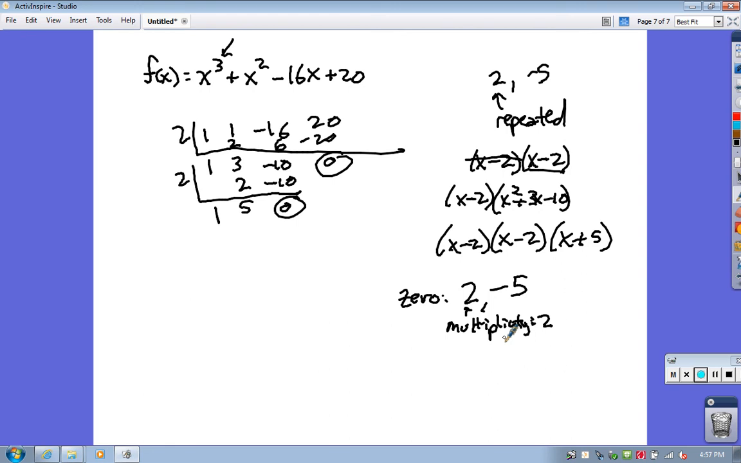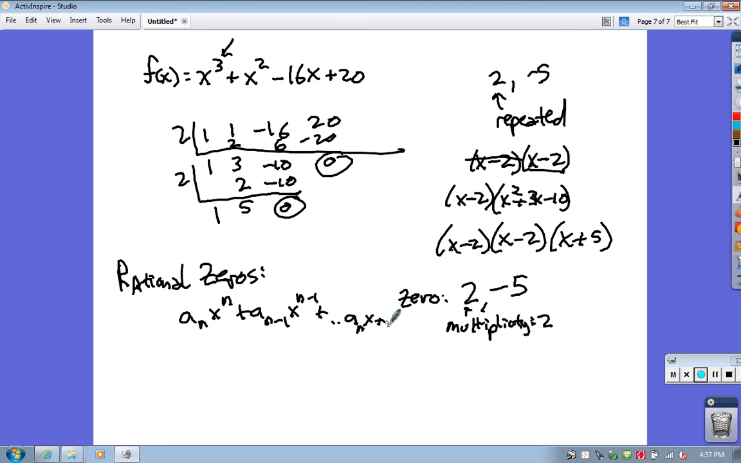Okay, so knowing that helps us a lot. There's one other thing, another tool that I want to give you. It's called the rational zeros theorem. It's pretty notation heavy in your book. It basically says if you have a polynomial of this form, a sub n x to the n plus a sub n minus 1 x to the n minus 1 plus, and it keeps going on, a sub 1 x plus a sub 0.